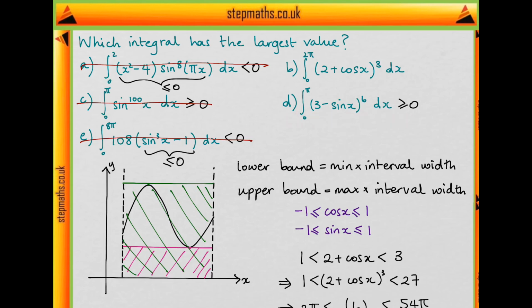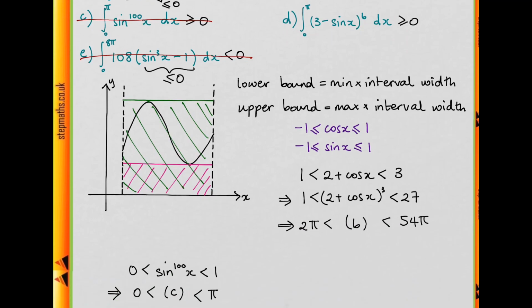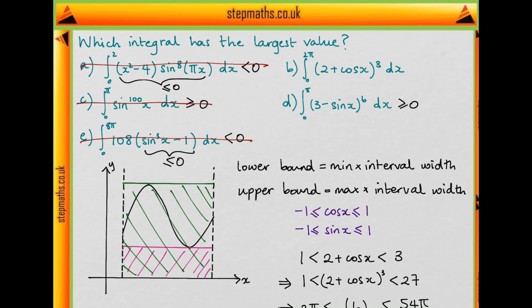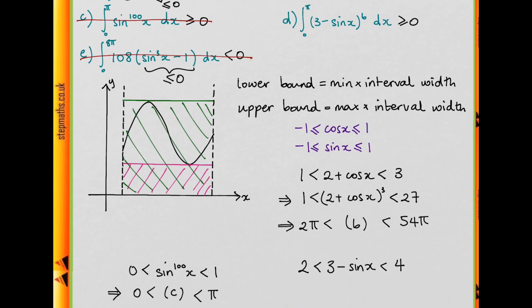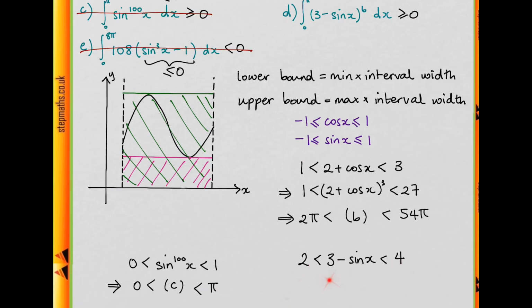And now finally for d, so again remembering that sine x takes values between minus 1 and 1, 3 minus sine x is going to be between 2 and 4. So 2 when sine x is equal to 1 and 4 when sine x is equal to minus 1. And the width of our interval is pi.